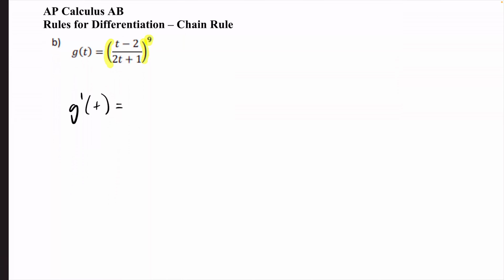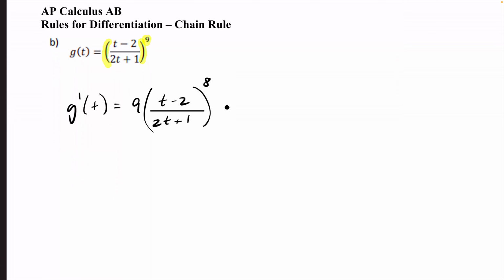So it's something to the 9th power. Move the 9 to the front, subtract a power. Chain: rewrite whatever was on the inside. Okay, so it was t minus 2 over 2t plus 1. Now find the derivative of the inside. The derivative of the inside is where we use the quotient rule.